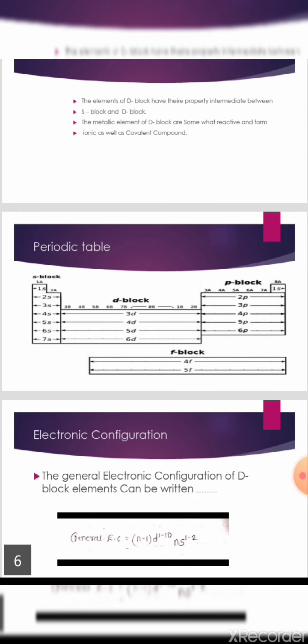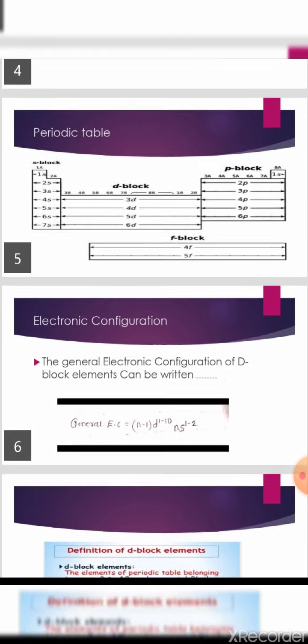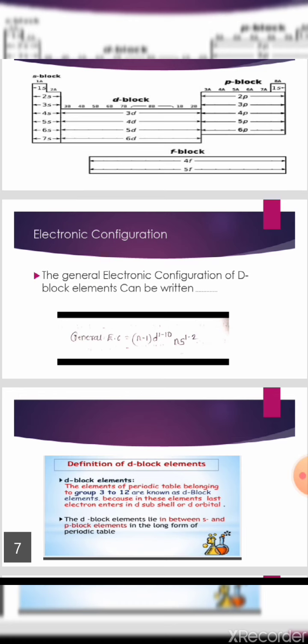Next one is the periodic table. Let's see on your screen the d block, which is placed between s block and p block elements. Next one is the electronic configuration of d block elements. The general electronic configuration of d block elements can be written. So the general electronic configuration is (n-1)d 1 to 10 ns 1 to 2.